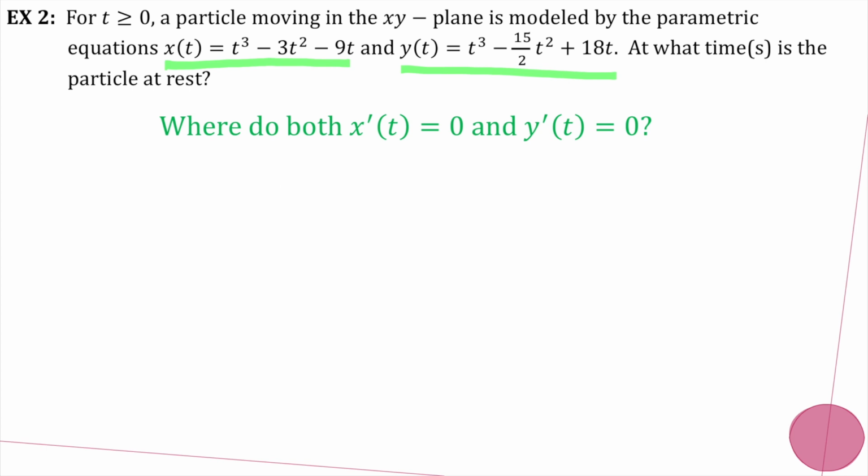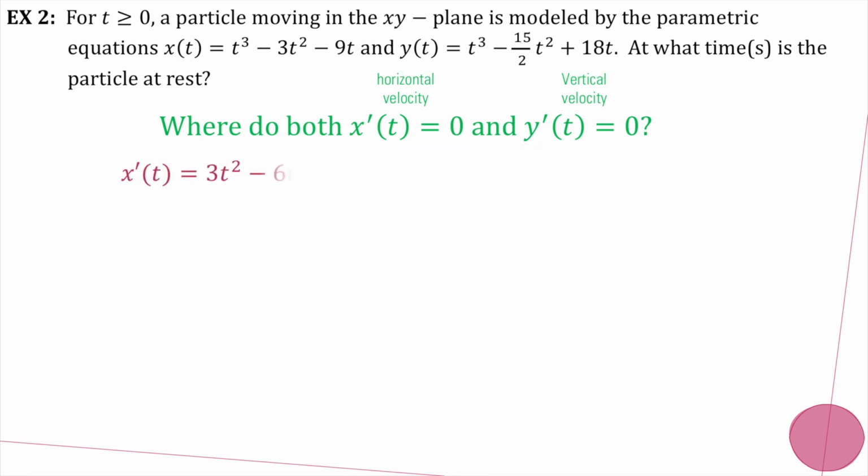Now remember, x prime of t is the horizontal motion. So where is the horizontal velocity 0? y prime of t is vertical motion. So where is the vertical velocity 0?